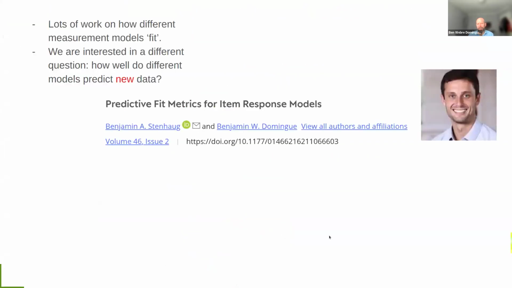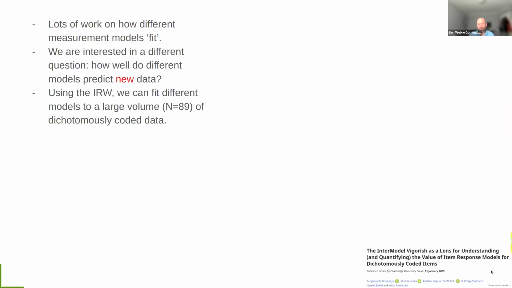I'm going to pivot now to talking about some work we've done on model fit. It's actually not quite model fit that we're going to talk about. We're really going to be interested in the question of how well different models predict new data. So we're interested in out-of-sample prediction, which I think is both related to and yet quite distinct from traditional questions of model fit. The first work I did was with a former student, Ben Stenhaug, as described in this paper. We've kept going on this path, and I think we have some very interesting results.